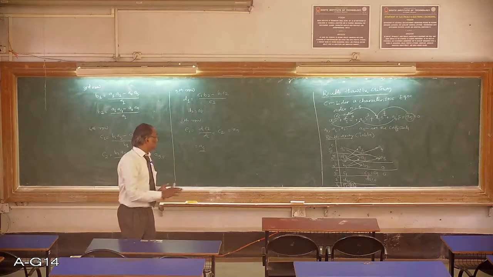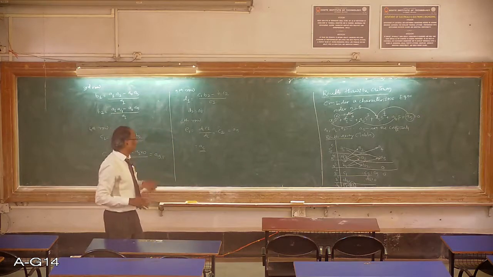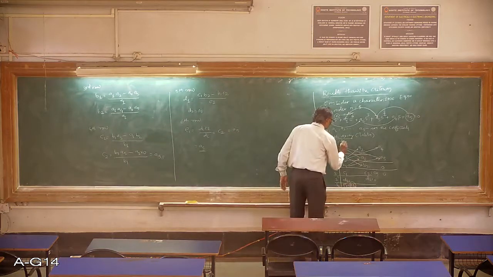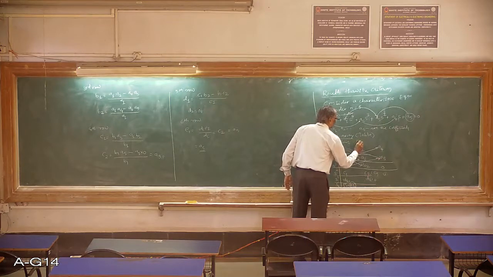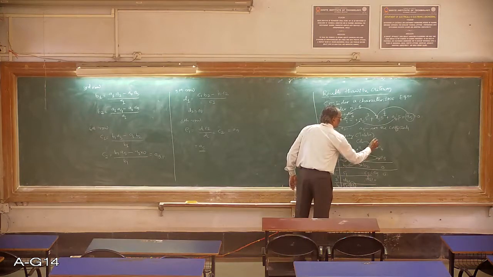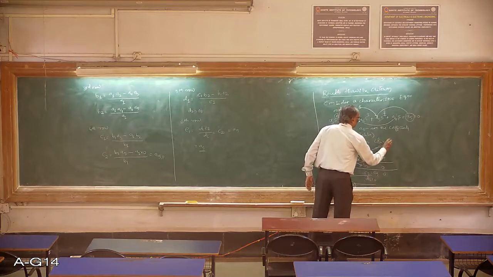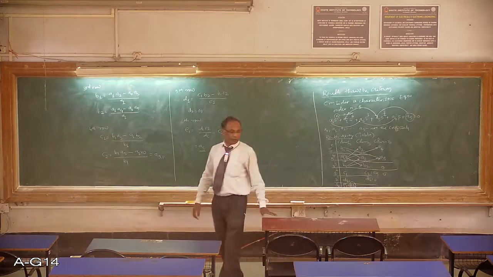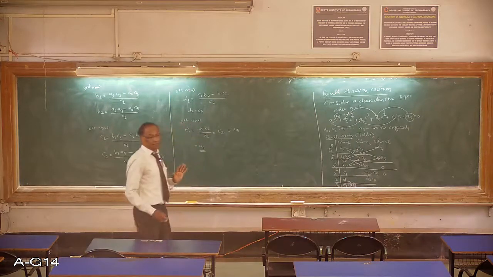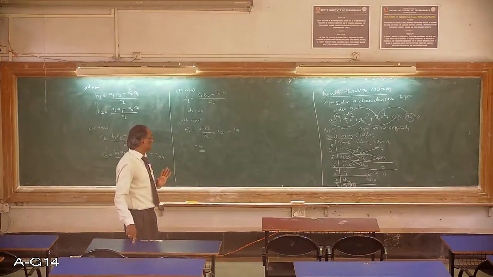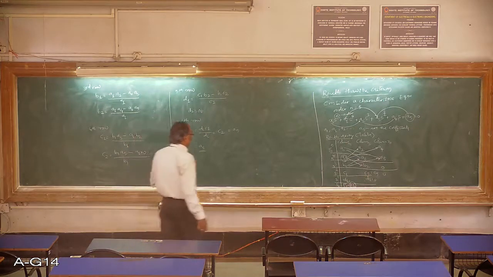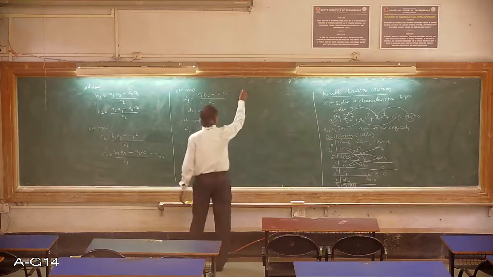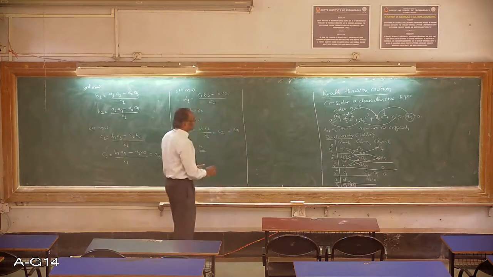Now how to test the stability comes. How many columns are there in your RH table? I will write column 1, column 2, column 3. There are 3 columns. The important thing is writing the RH table, the Routh-Hurwitz array, correctly. Now if we get the Routh-Hurwitz array, we can predict the stability. How to predict the stability now?